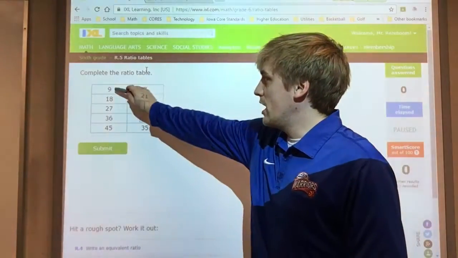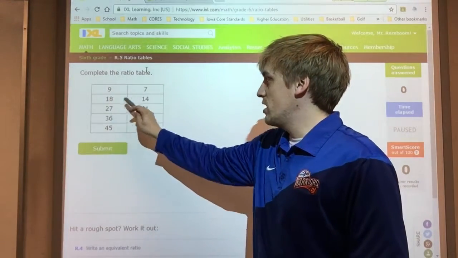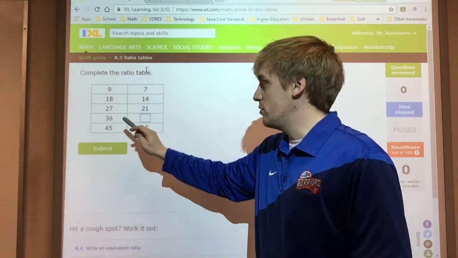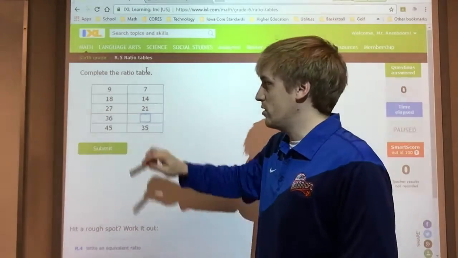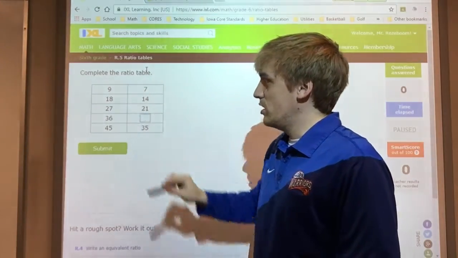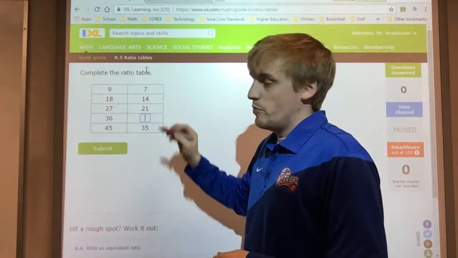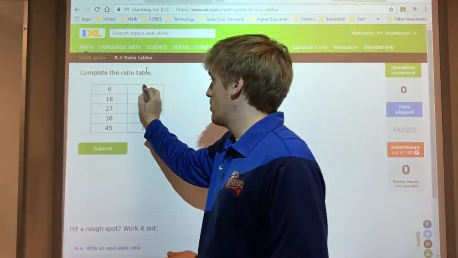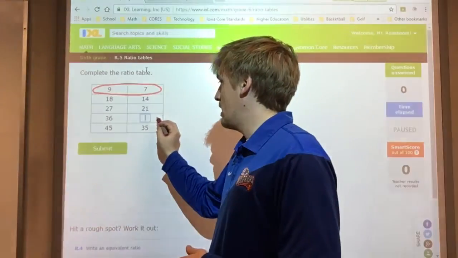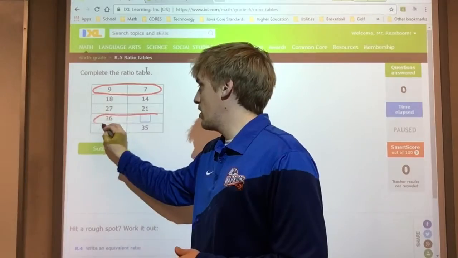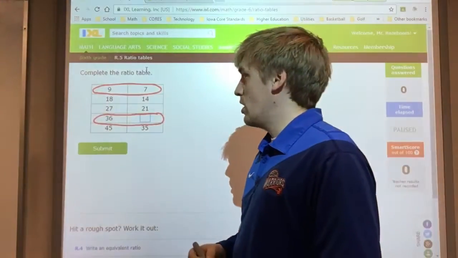So 9 to 7 is equivalent to 18 to 14. 27 to 21 is equivalent to 36 and this. And they're all equivalent to each other. So each row is equivalent to the next. So you can pick any row, and I usually try to pick the one with the smallest numbers. So I'm going to pick the top, 9 to 7, and I'm going to figure out what that blank space is. Okay? So how do I do this?